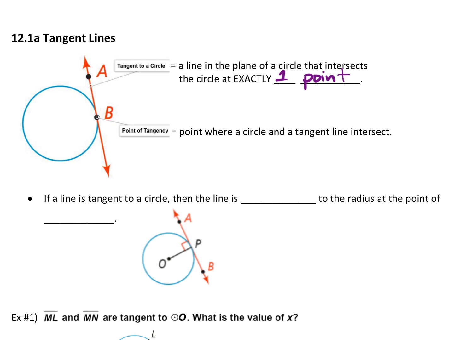A line in the plane of a circle that intersects the circle at exactly one point. That point being the point B right here. So we call that point the point of tangency. The point where it hits the circle is your point of tangency.